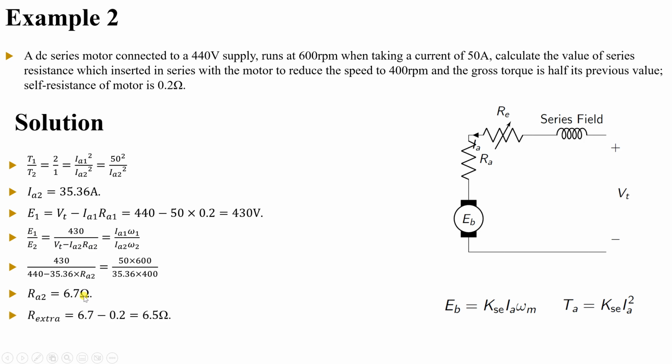Now, if I would like to get the value of the series resistance which is inserted in series, we have 0.2 and I added another resistance. So I will have to subtract this 0.2 to get the added, or the extra, resistance.